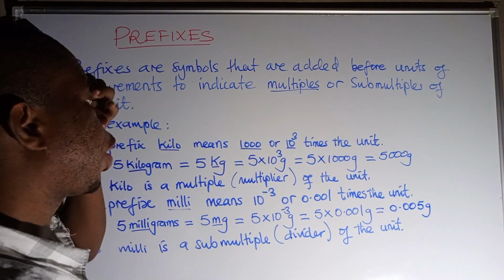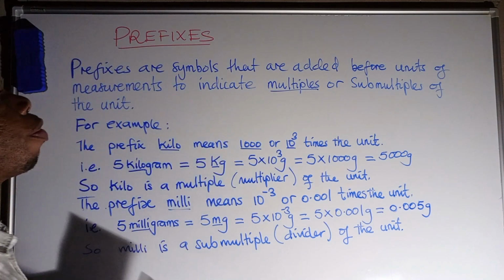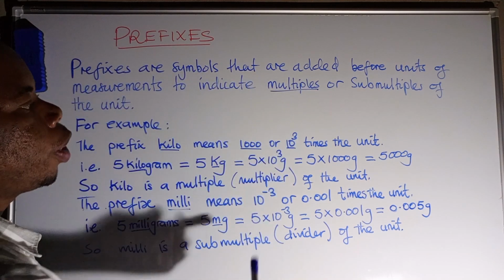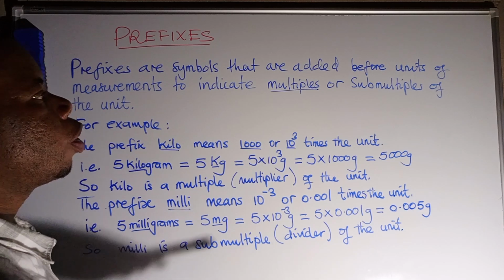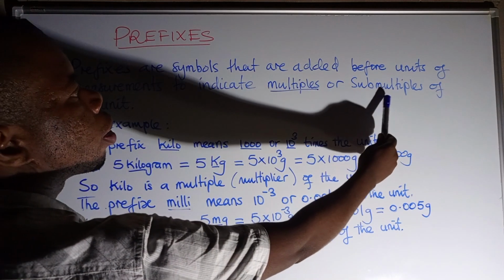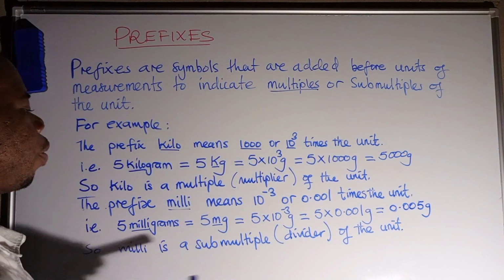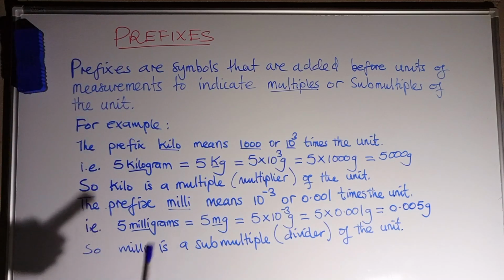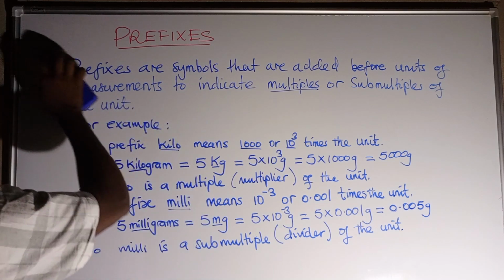This is what we can learn about the prefixes. We put them in front of units of measurement to indicate multiples, meaning how much they multiply the quantity, or to act as submultiples to indicate how much they divide the measurement. So it's very, very important you understand this.